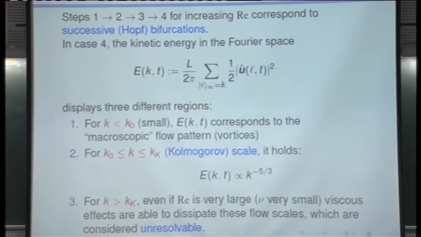How does this happen? The steps from 1 to 2, from 2 to 3, and from 3 to 4 happen because of successive Hopf bifurcations. I don't know if you know what the Hopf bifurcation is, but a bifurcation is a situation in which the solution is not unique anymore.